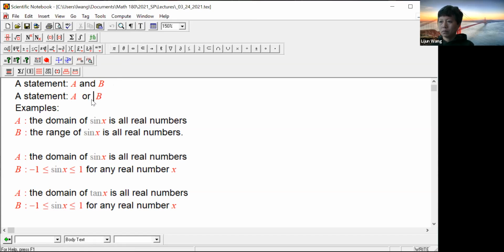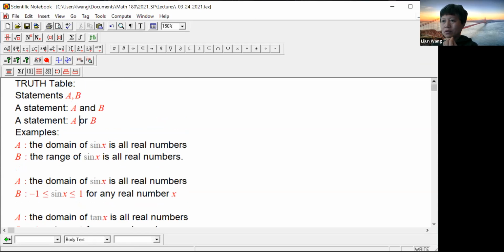A or B. So we need to understand, now we have four statements. So what are the four statements? A is a statement, B is a statement, A and B is a statement, and A or B is another statement. So we have four statements. Do you follow me?